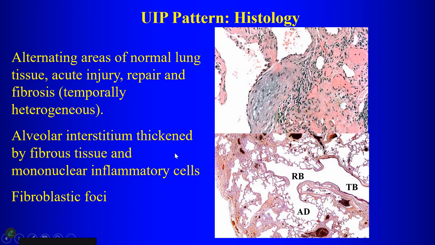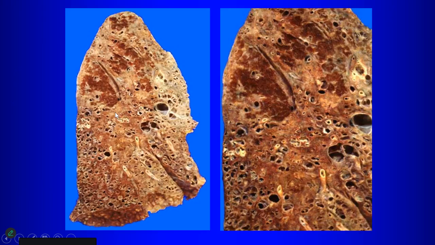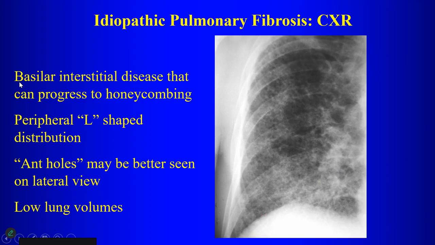And so the interstitium is thickened by fibrous tissue and inflammatory cells. The fibroblastic focus is what pathologists will look for, and that temporally heterogeneous pattern is also what the pathologists will look for. All right. In the later stages, you get honeycombing, and typically it's peripheral and basilar predominant, so you'll have this honeycomb appearance of the lung from the severe extensive fibrosis. On chest radiograph, reticular opacities, the interstitial markings, but it can have a characteristic peripheral distribution, so it can have this L shape, basilar and L-shaped distribution. So that can be very typical of it.